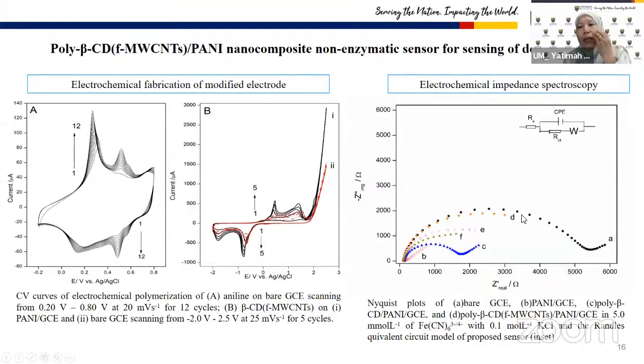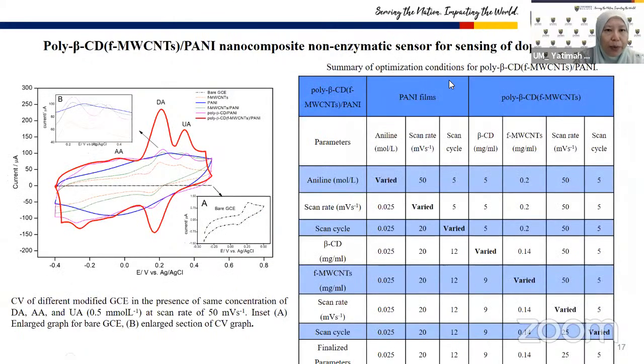And then we are looking into the conductivity studies. In the case of here, we are studying electrochemical impedance spectroscopy. We want to see how this nanocomposite can be formed on the surface of glassy carbon as a modified electrode. So we are studying using electrochemical impedance spectroscopy.